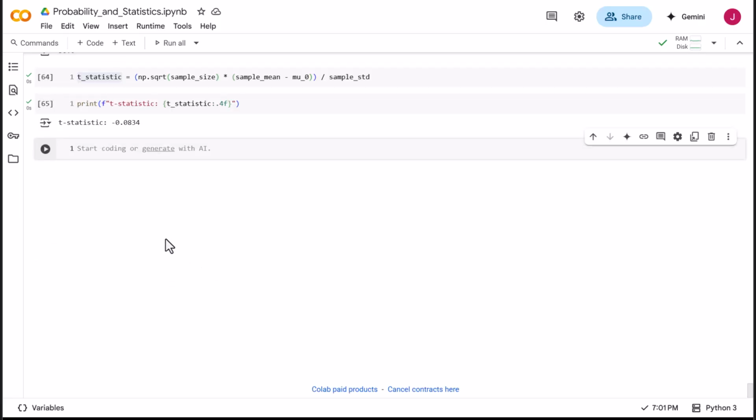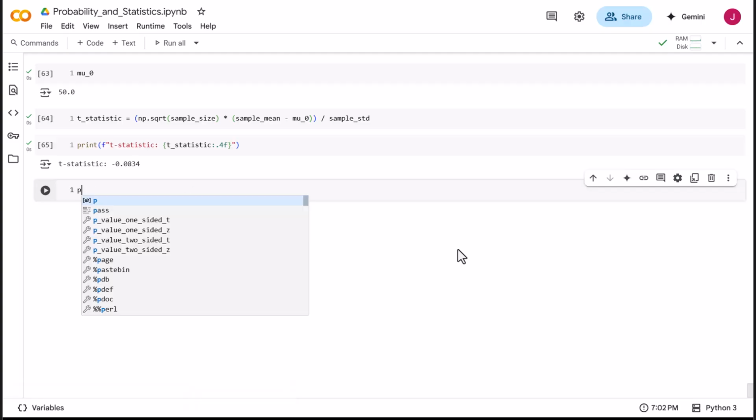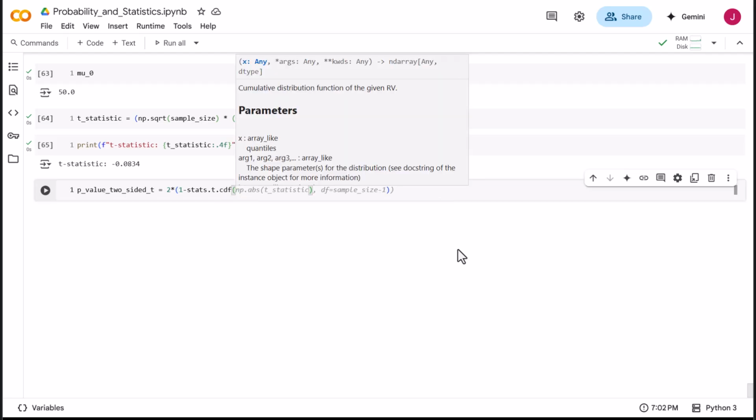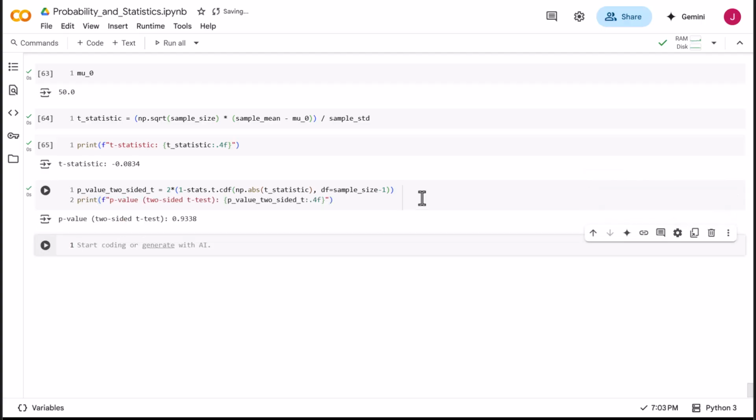Then we're going to find the p-value for the two-sided t-test. So p-value for two-sided t is equal to 2 multiplied by 1 minus, in here we use the CDF function, stats.t.cdf, and we pass the absolute value of the t-statistic, and degrees of freedom equal to sample size minus 1. Then here we can print f the p-value of the two-sided t-test, which is 0.9338.